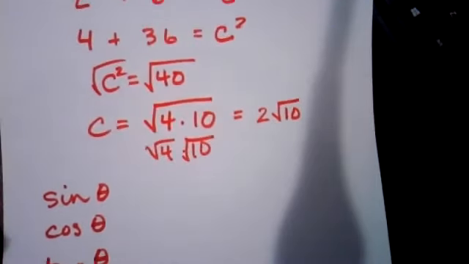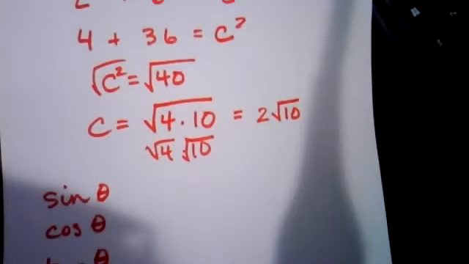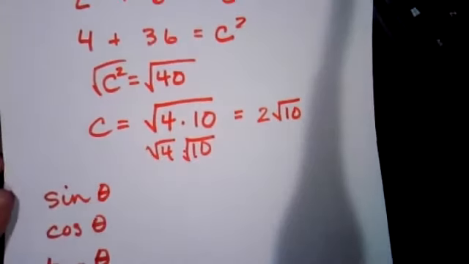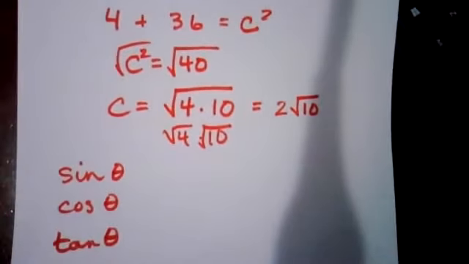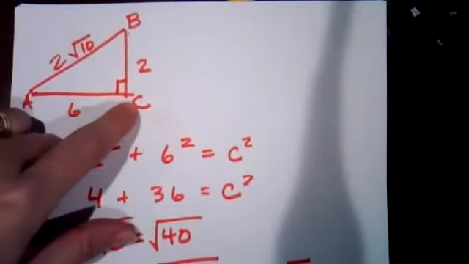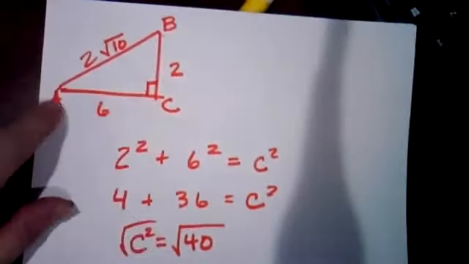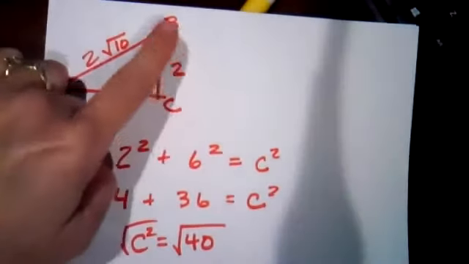Okay, now it says we're looking for the 3 basic trig ratios. So you might go, well, what's our theta? Okay, you're never going to do your theta as C. Okay, you're either going to pick A or B.